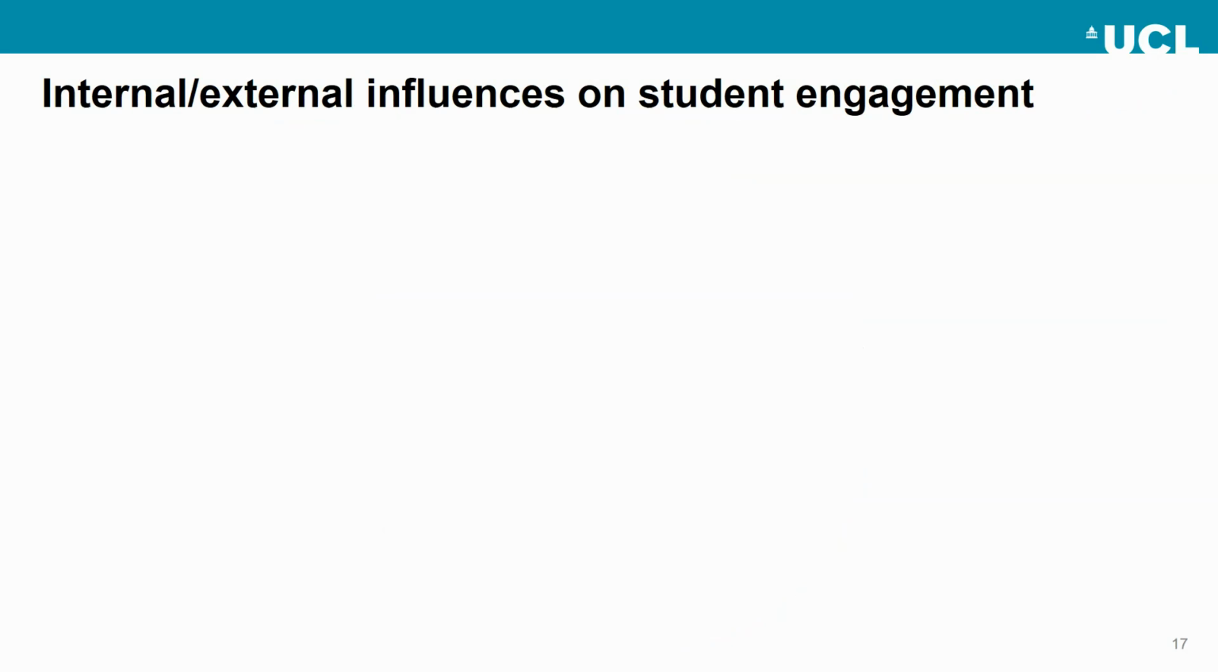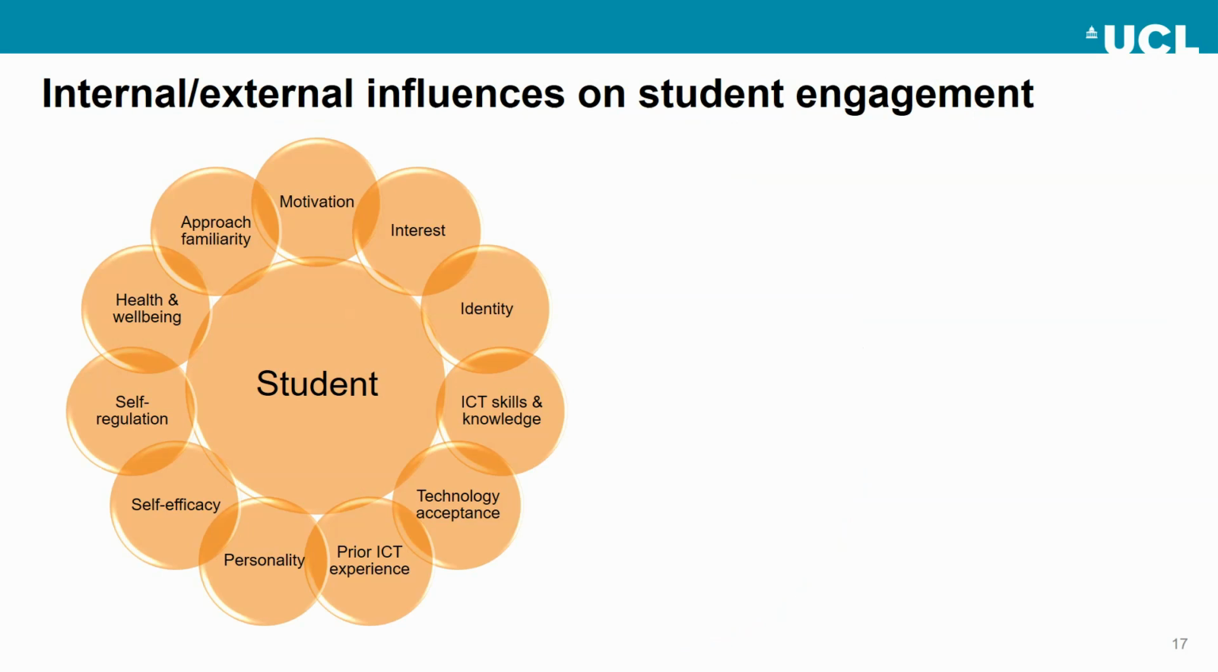Based on a synthesis of primary and secondary research, I identified the following internal and external influences on student engagement within the microsystem. In terms of students' internal influences, this includes things like their interest for a subject or for a particular topic, a student's identity, but also crucially their computing skills and knowledge, their acceptance of technology, and their prior experiences with ICT. This includes things such as whether students have been exposed to or used certain technologies before, and whether there have been any negative experiences in particular that might influence how well they would approach using technology again in the future.